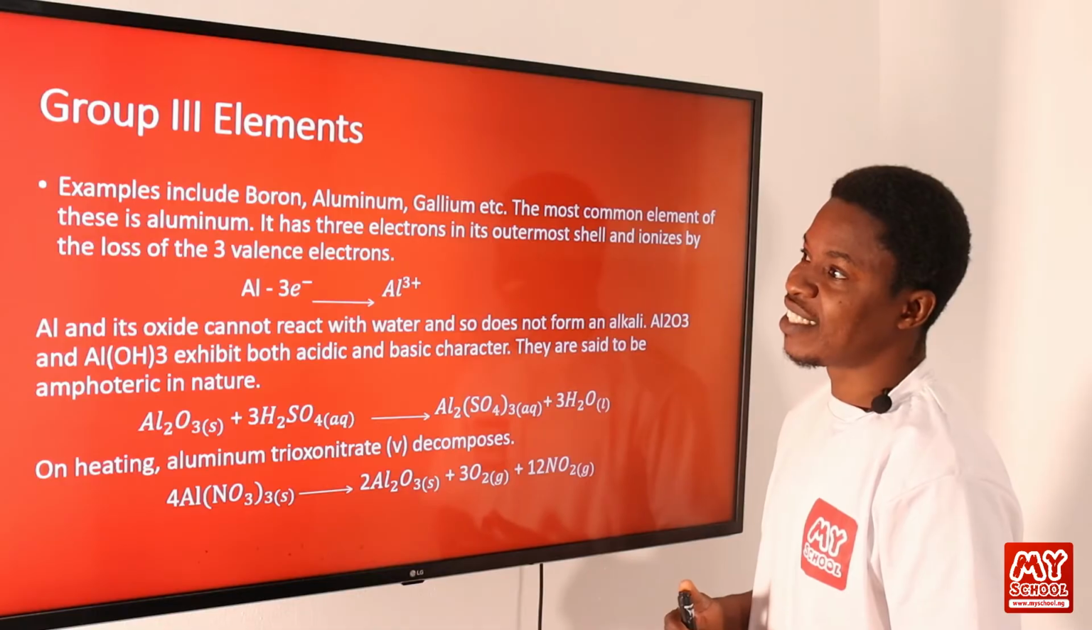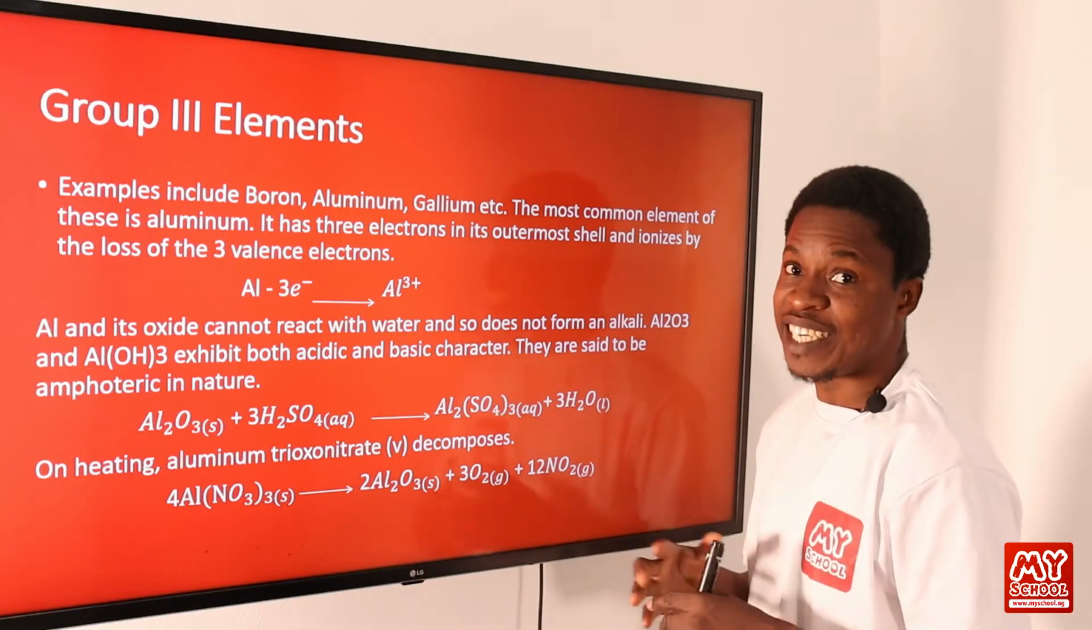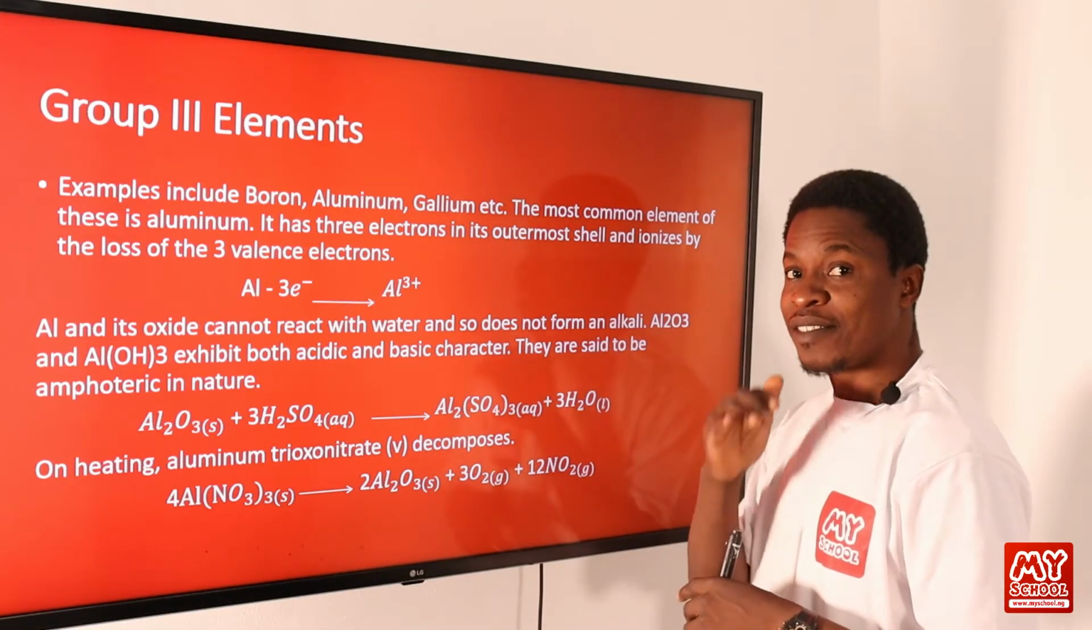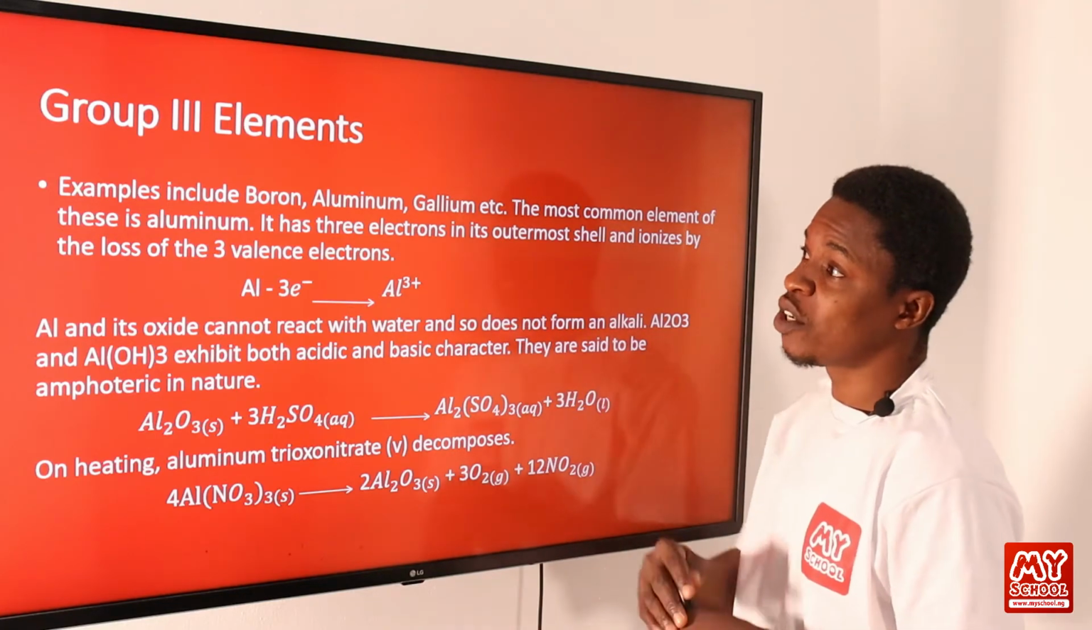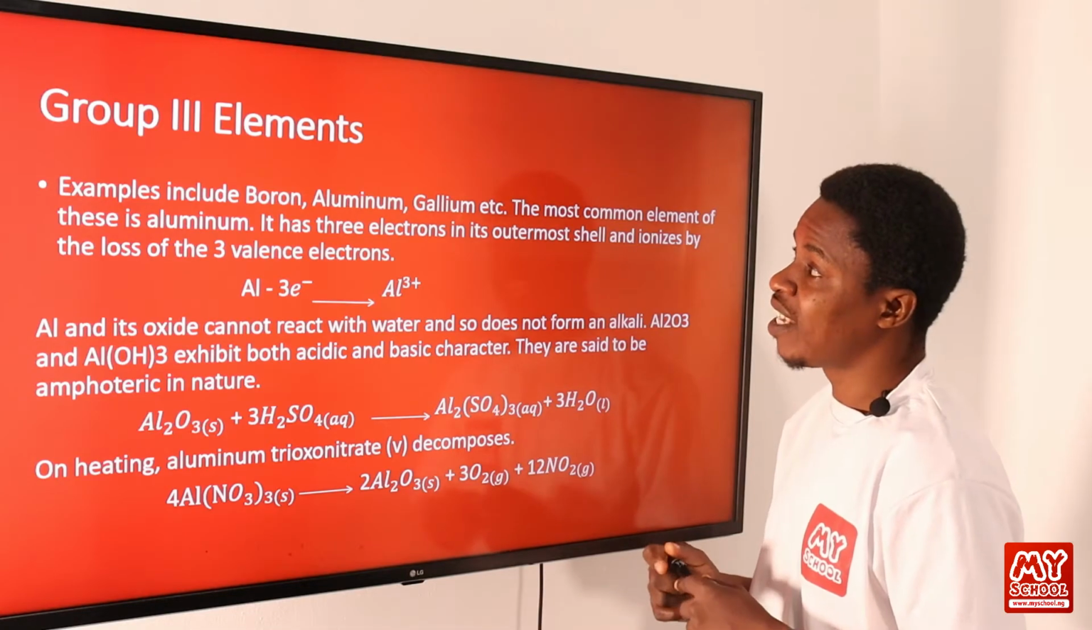The group 3 elements don't have a special name like we have for group 1, group 2, group 7, and group 8. But let's just run through what the characteristics are. Examples include boron, aluminium, gallium, and so on.